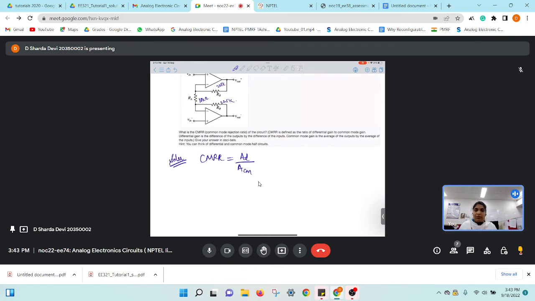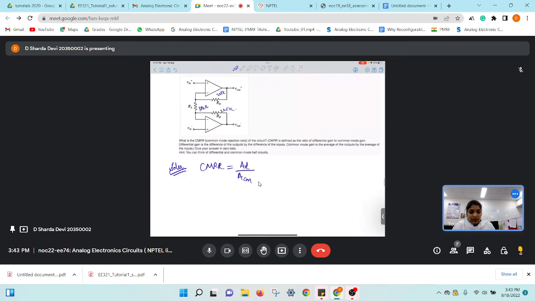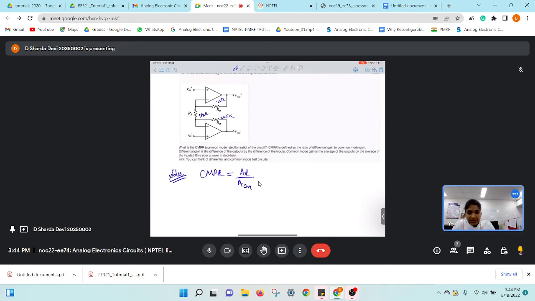What do you mean by differential gain and what do you mean by common mode gain? When we apply a differential input, the gain is the differential gain. And when we apply the same input to both terminals and then see the gain, that is the common mode gain. So for this particular circuit, you have to find out what is your AD and what is your ACM. Then you simply divide the two and calculate the result.